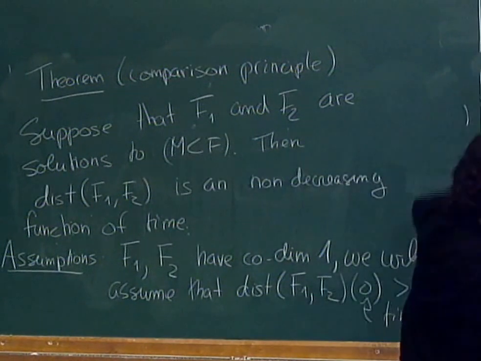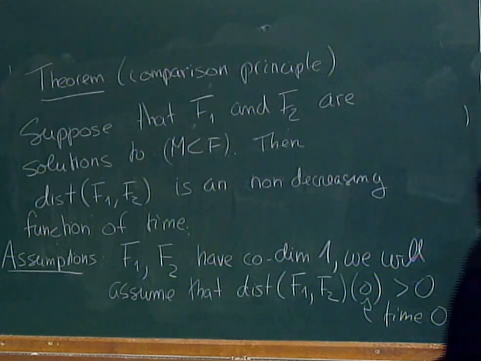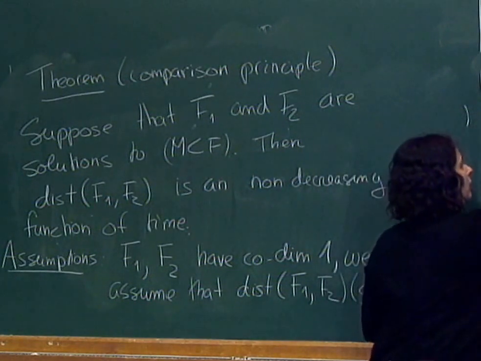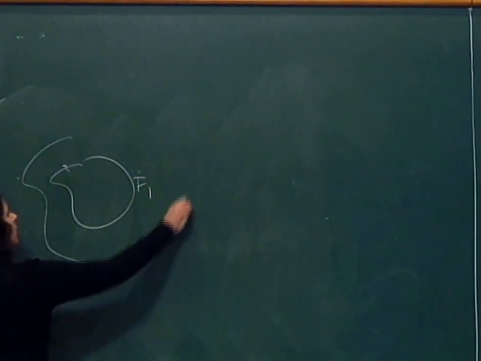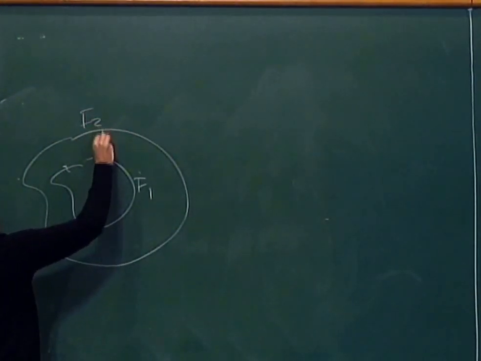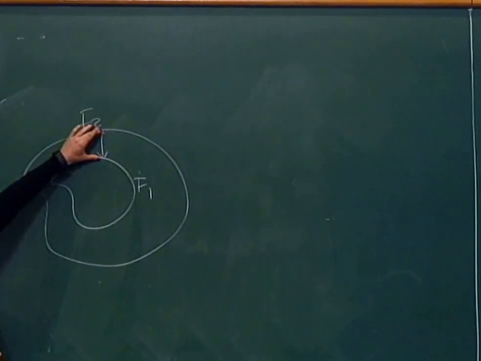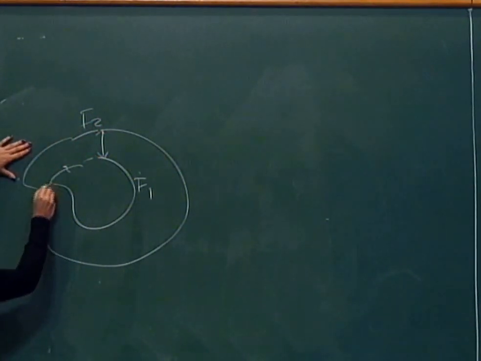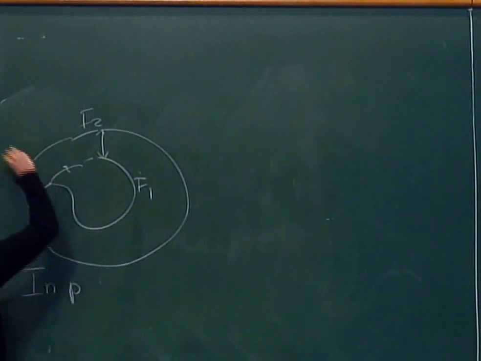So actually, this theorem has very important corollaries, and the proof is very much related to what I said before. So what I'm saying here is that if you start with some surface, let's say F1, and a different surface, F2, then the minimum distance between these two things is going to be increasing in time. So these two things are never going to touch as long as I have an evolution. So in particular, this is increasing.